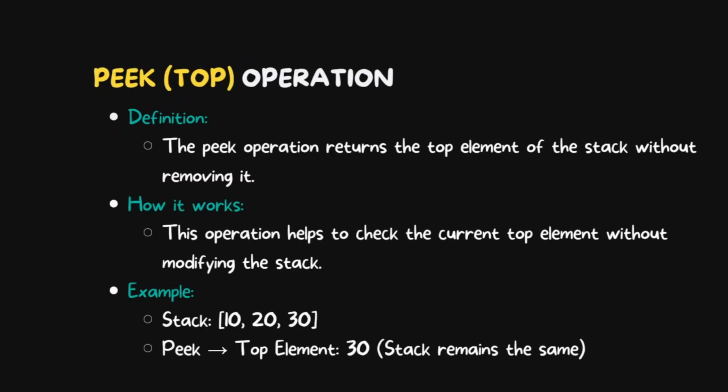The peek operation lets us check the top item without removing it. For example, if the stack contains 10, 20 and 30, by using the peek operation, it will return 30, but the stack stays the same. It's useful when you want to see what's on top without changing the stack.